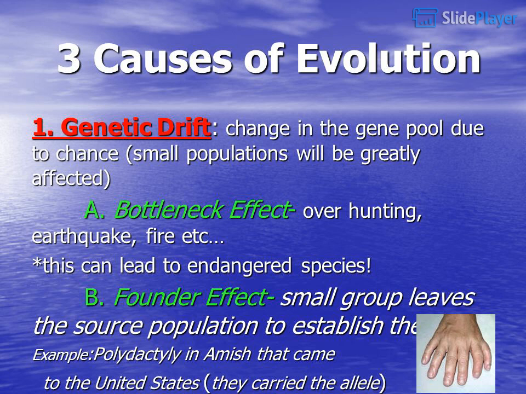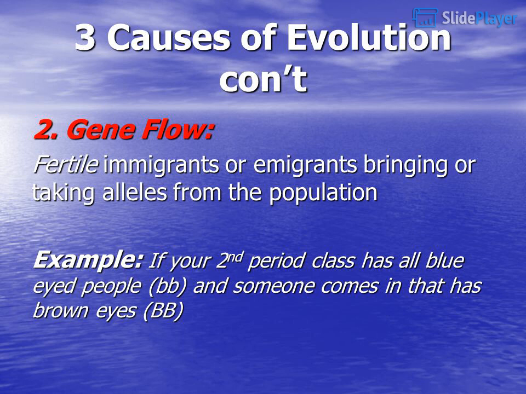B. Founder effect: a small group leaves the source population to establish their own. Example, polydactyly in the Amish who came to the United States; they carried the allele. 3 causes of evolution, count.